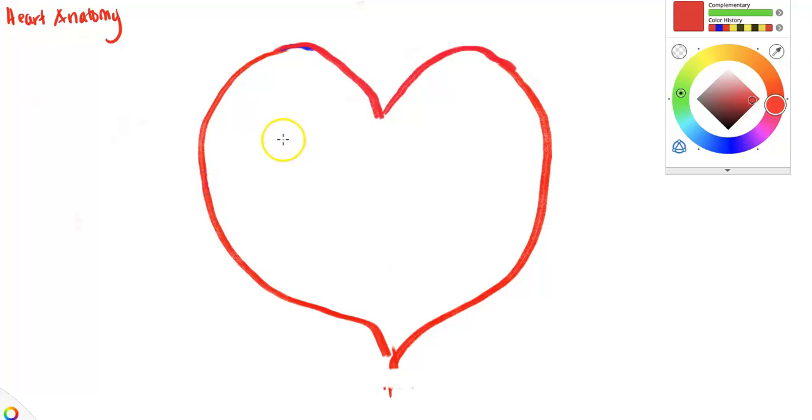So in the chest, the heart sits in the mediastinum. It's not directly in the center. It's a little bit left of the midsternal line. The top of it looks large like this, and that's called the base. And the bottom here that kind of goes down to a point is called the apex.